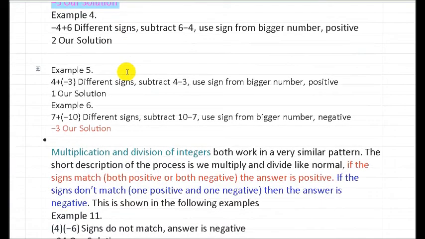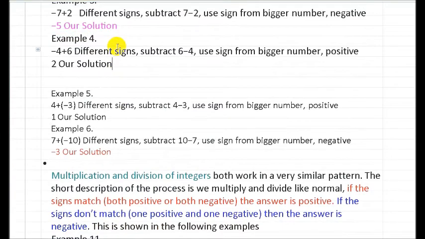Okay, another example. Minus 4 plus 6, different signs. Subtract 6 minus 4 and use the sign from the bigger number, positive. That means 2 is our solution.